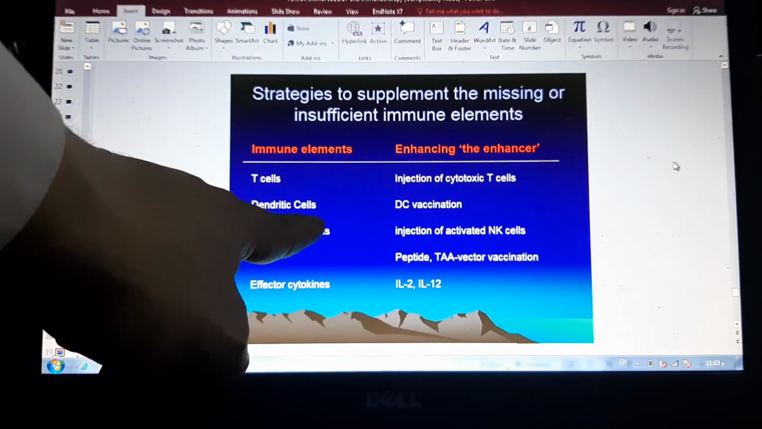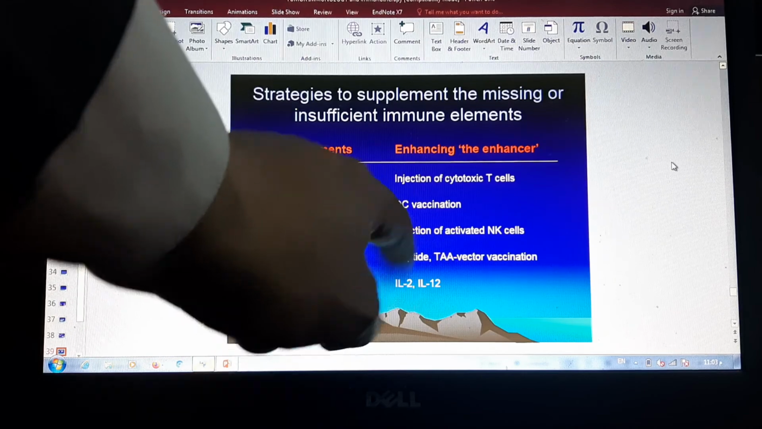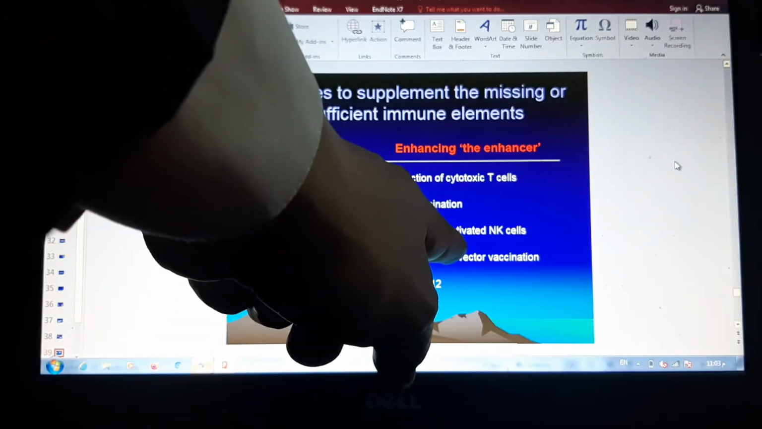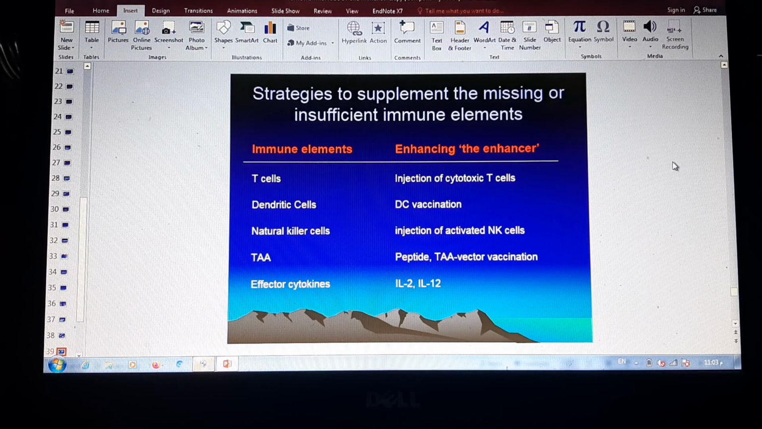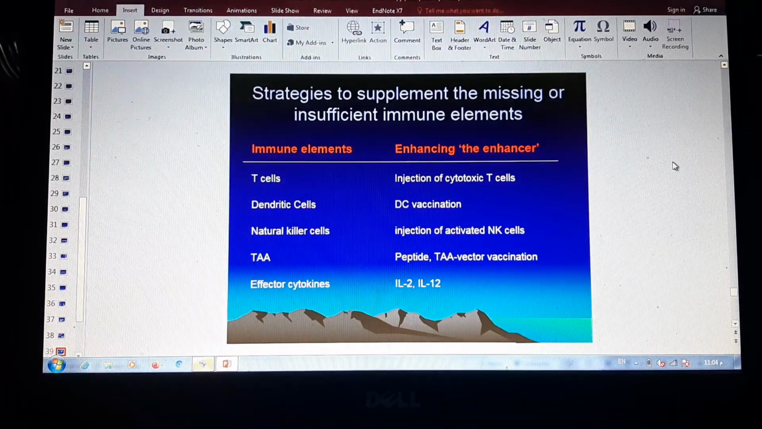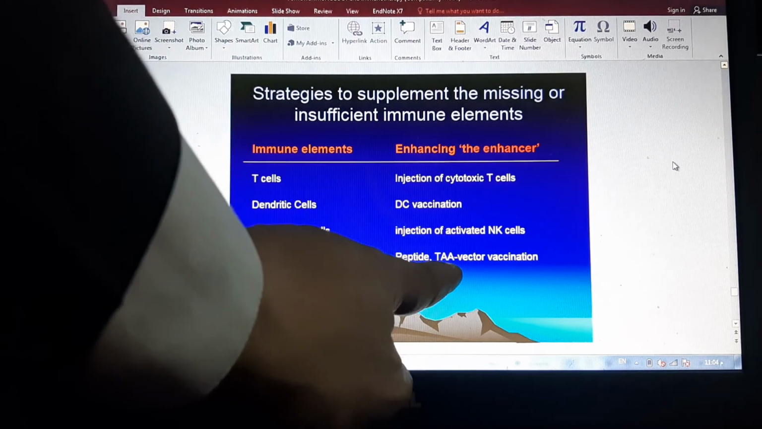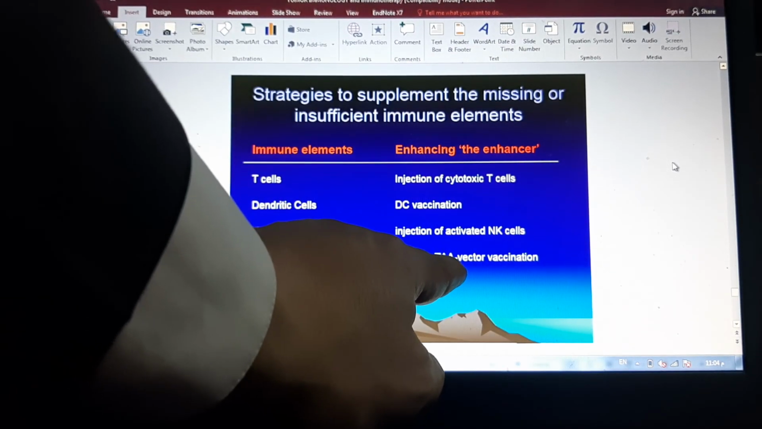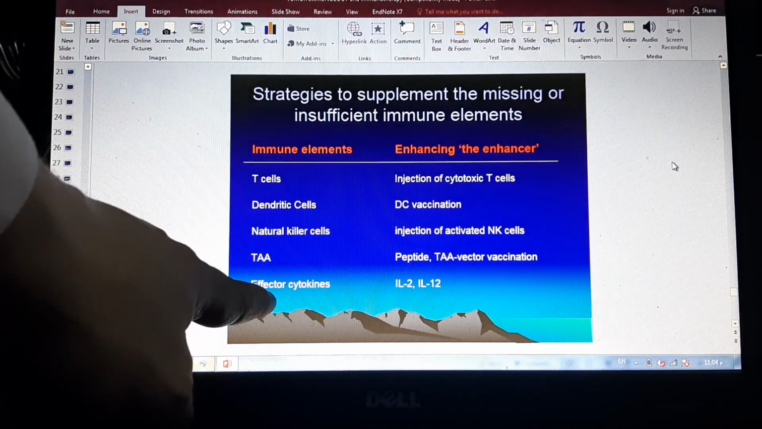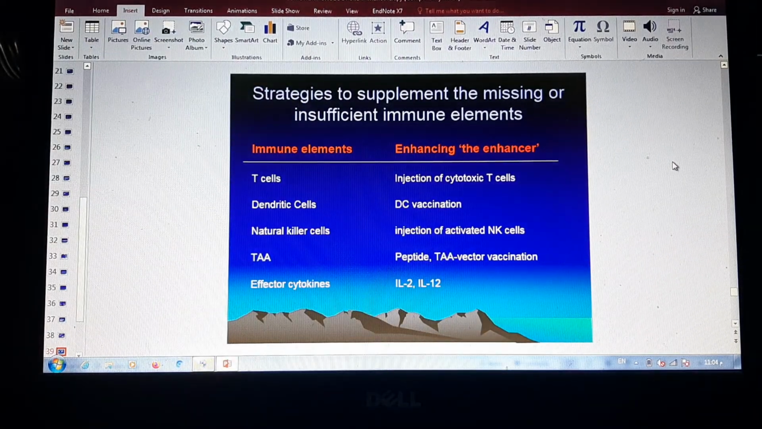If we are thinking of dendritic cells, we may think of what is called the dendritic cell vaccination. If we are thinking of natural killer cells, we may think of injection of activated natural killer cells, which are important cells against the tumor. If we are thinking of the tumor-associated antigens, TAA, we may give some peptides and some tumor-associated antigens vector vaccine. This means to enhance the immune system against this tumor. If we are thinking of effector cytokines, we think of interleukin 2 and interleukin 12 that are important in diverting the immune system toward the fighting of the tumor cells.